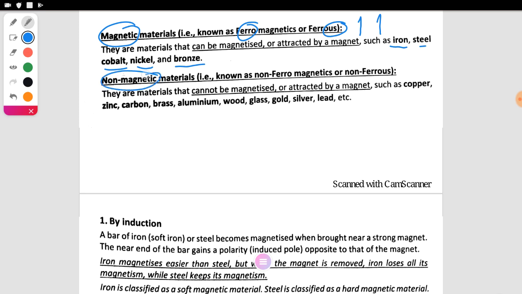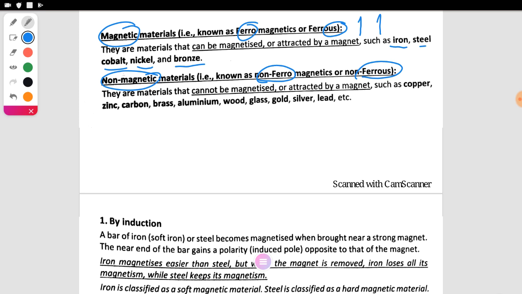Non-magnetic materials are non-ferromagnetic or non-ferrous. There are two types of iron, ferrous and ferric. The first is called ferrous, and they differ due to the difference in the valence electrons.